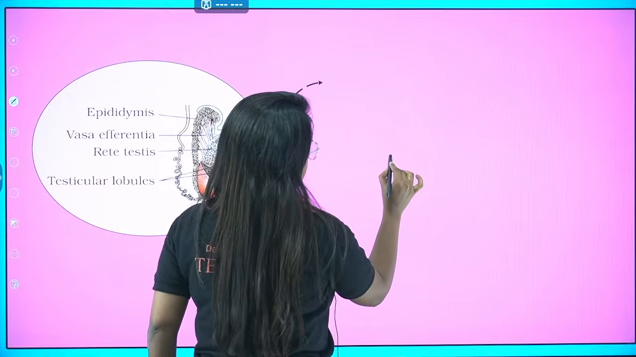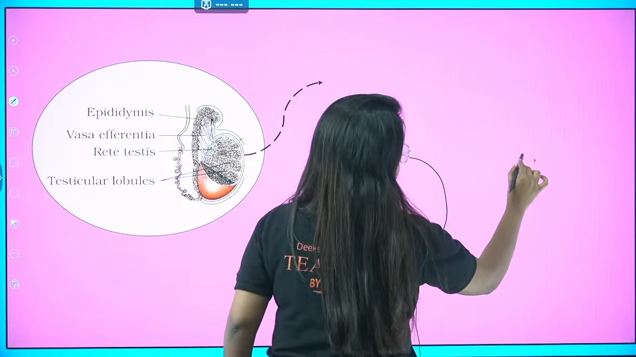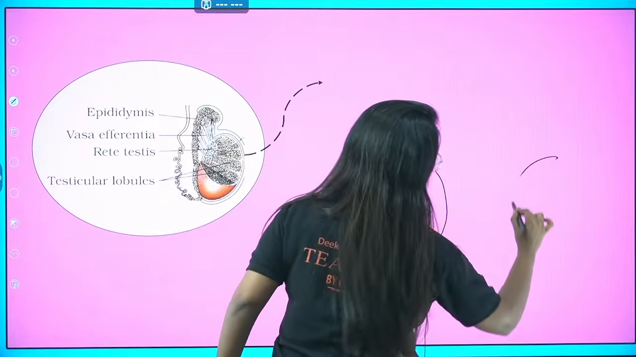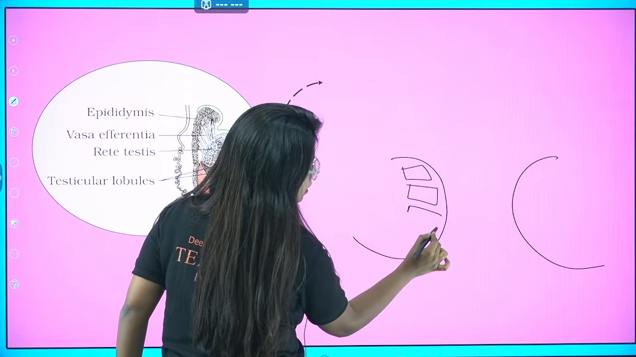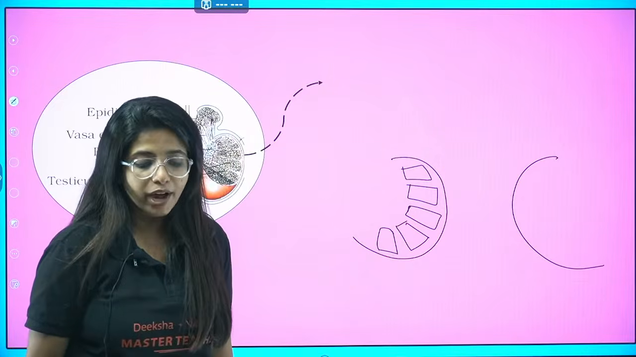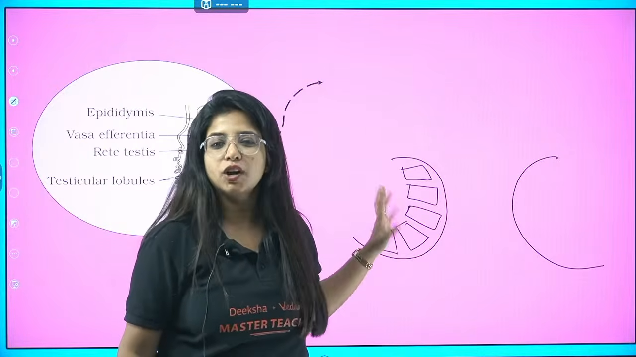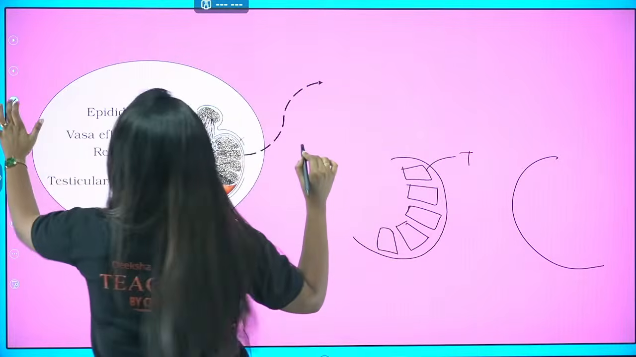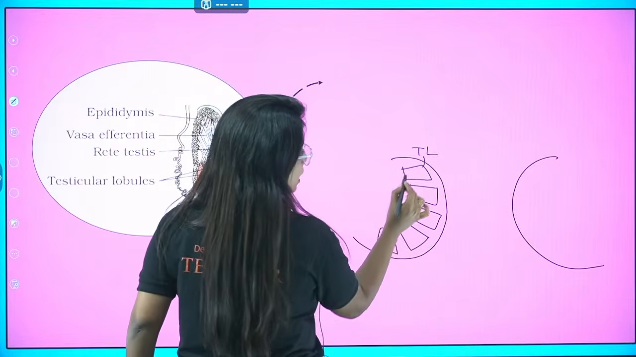So listen, here is one testis, and here is another testis. Inside the testis, I told you, you have testicular lobules. So let's make them. These are the testicular lobules that you have. How many do you have? You have 250 of them. Will I make all of them? No, obviously not. We cannot make all 250 over here. Fine. These are testicular lobules, so I'm just writing TL. Just imagine that they are the TL. Now inside the TL, what do you have?